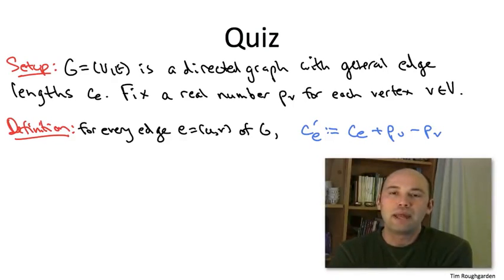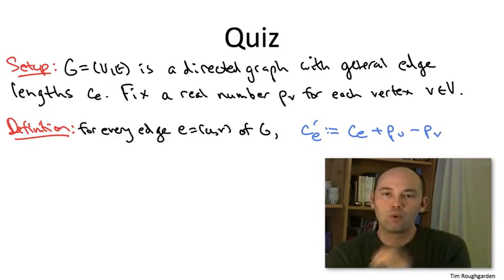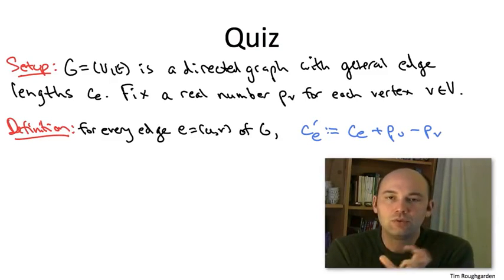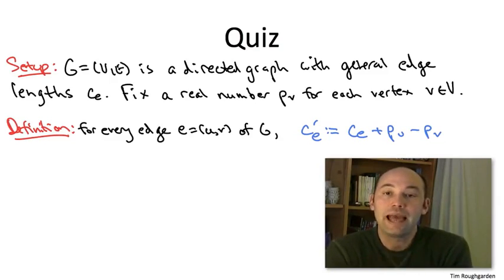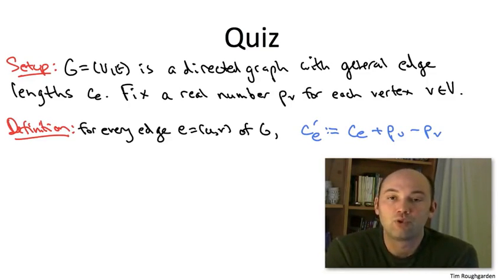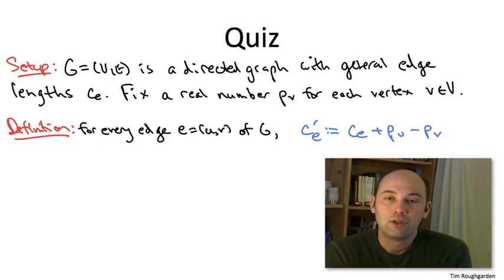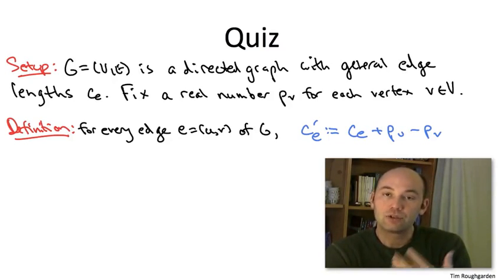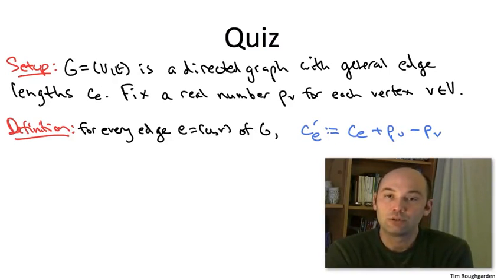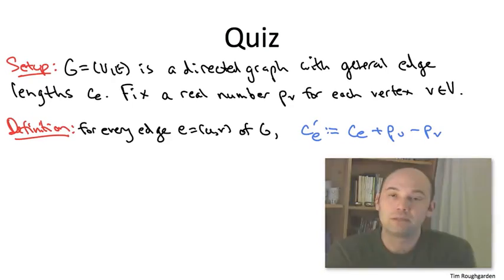The key idea behind the reweighting technique is to use these n numbers, one weight per vertex, p sub v, to use these n numbers to shift the edge lengths of the graph. I'm going to use c prime to denote these shifted or transformed edge lengths. Here's the exact definition. Consider an arbitrary edge e of this graph G. Let's say the edge goes from the tail u to the head v. The new length, c prime of e, is defined as the original length, c sub e, plus the weight of this edge's tail, so plus p sub u, minus the weight associated with this edge's head, that is minus p sub v.